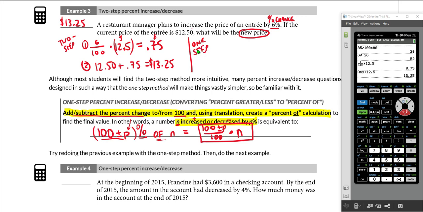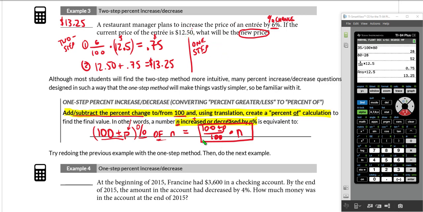In the one-step method, what we're going to do is recognize that increasing a value by 6% is the same as taking 106% of that value. Again, we are translating an increase statement into an of statement, a percent increase statement into a percent of statement. So we're going to be taking 106% of that 12.5.